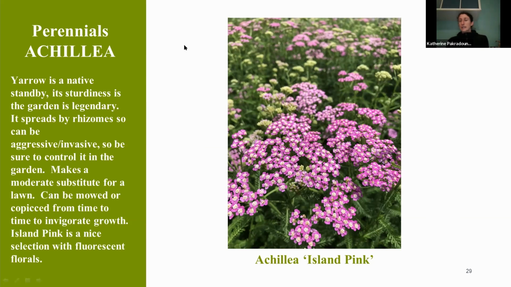So Achillea or yarrow is a perennial that has, again, super beneficial pollinator flowers. And it spreads by rhizomes. Rhizomes are underground root structures that spread and pop up. They're actually underground stems, and then they pop up new plants in different places. So they'll continue to spread and creep and pop up in different areas.